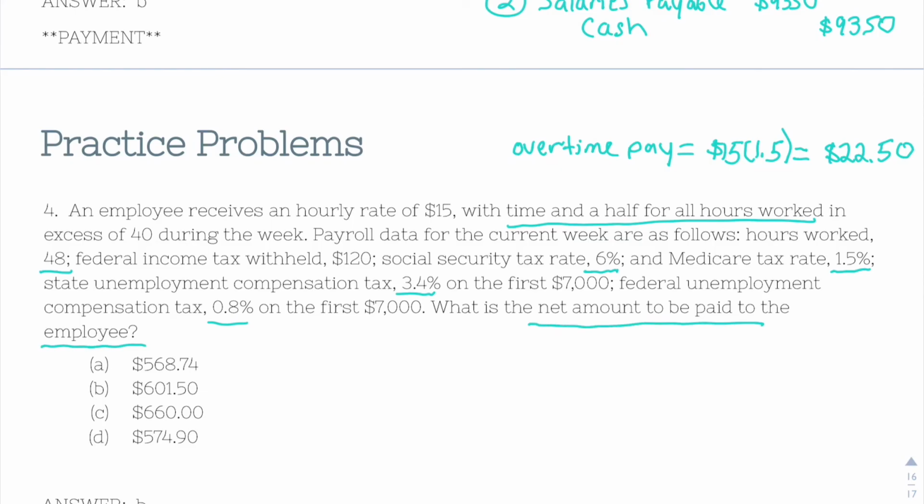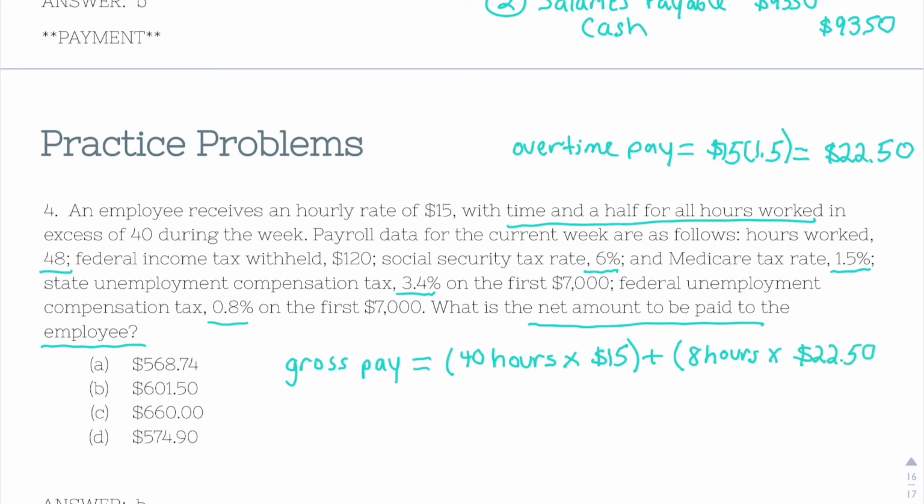So, first things first, we're going to calculate gross pay. And gross pay, if we remember, is simply regular hours worked times regular wage, plus overtime hours worked times overtime pay. So gross pay in this week: they worked 48 hours, so it would be 40 hours of regular time times their $15 regular hourly rate, and then they worked 8 hours overtime times their $22.50 overtime rate. So gross pay is going to be $780. That's our first step.